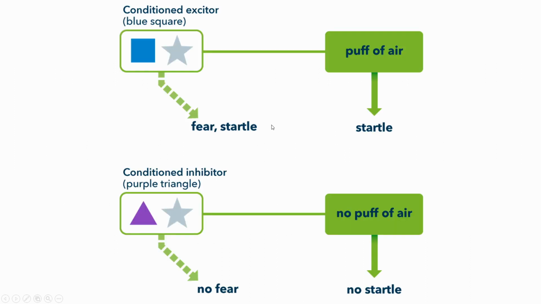So if we go to our next slide here, we have a blue square. If we present this blue square and pair it with a puff of air to your face, you're going to have a startle response. You're going to blink and usually jump just a little bit. So if that blue square is always paired with a puff of air, then the blue square will eventually become a conditioned exciter. It will become a conditional stimulus that elicits a conditional response, that startle response. So eventually the blue square on its own is enough to make us jump even if there is no air present. We've learned that this blue square means air to our face, so we will jump.